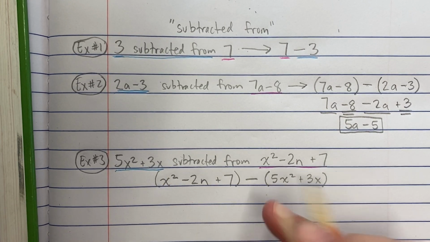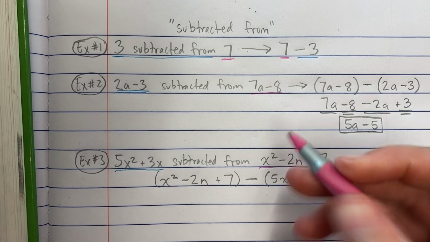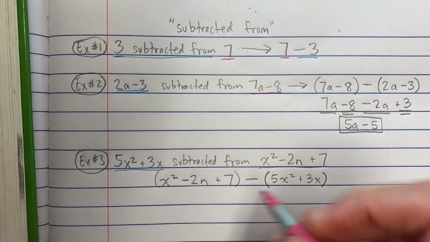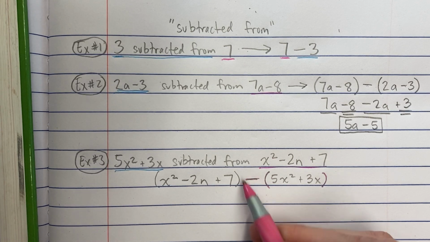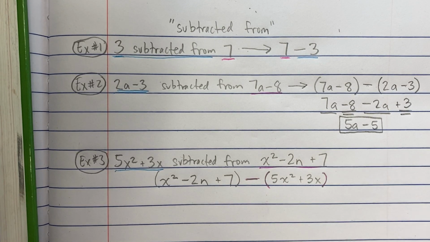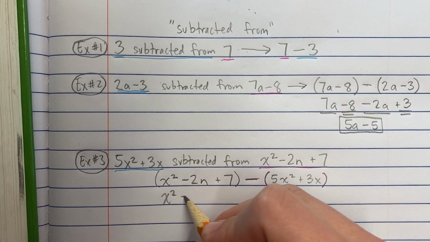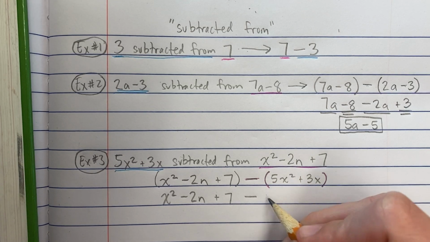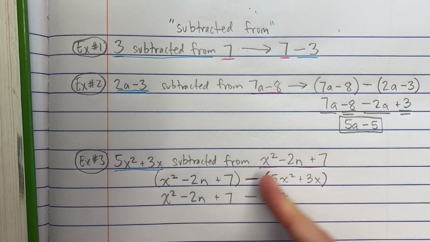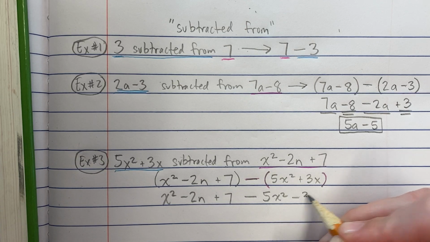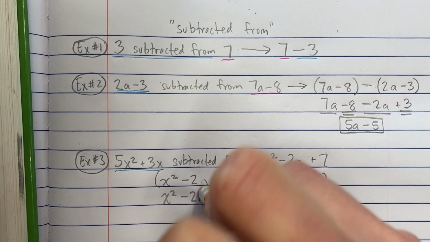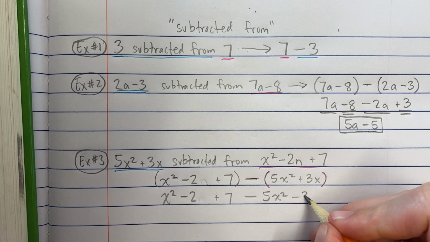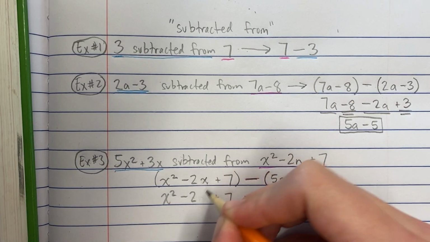Now, notice these parentheses, I could put them, but it doesn't matter. It's these parentheses that actually mean something, because they are saying this subtraction sign applies to everything inside them. These parentheses don't mean too much. So we're going to copy this first polynomial, and now we're subtracting 5x squared, subtracting 3x. Oh, this is an n, sorry. Okay, let's make this an x.